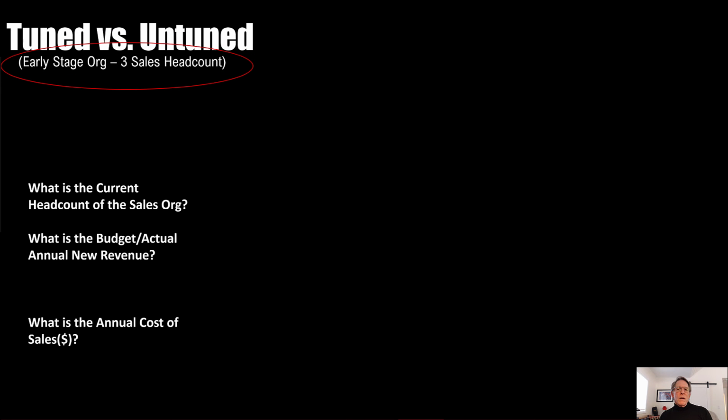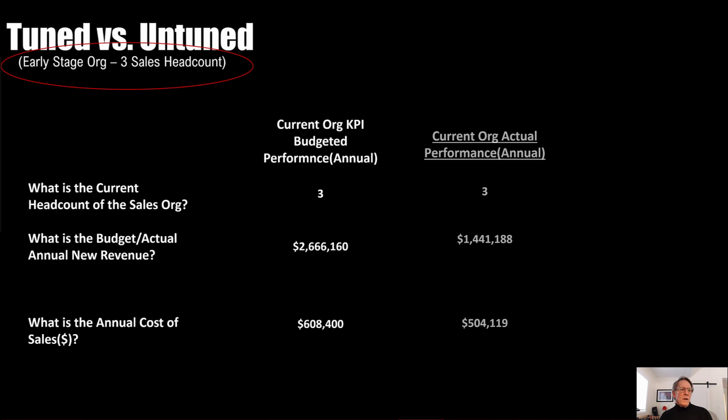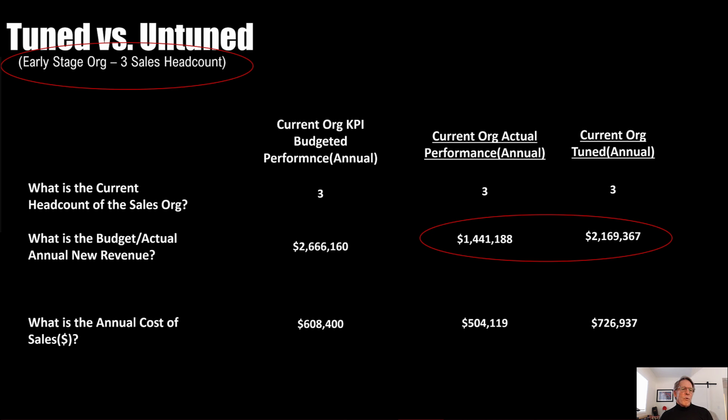Now, what about an early stage company with a headcount of 3? With their KPI to 2.6, they're doing 1.4. If they were to optimize just these 3 companies, now we're told all the time by companies, we're not ready for this. Nothing could be further from the truth. The most important time to implement the reduction of friction points and optimization is before you inject more horsepower into your sales organization. If you optimize, instead of 1.4, you'll see a 50% increase to 2.1 million.